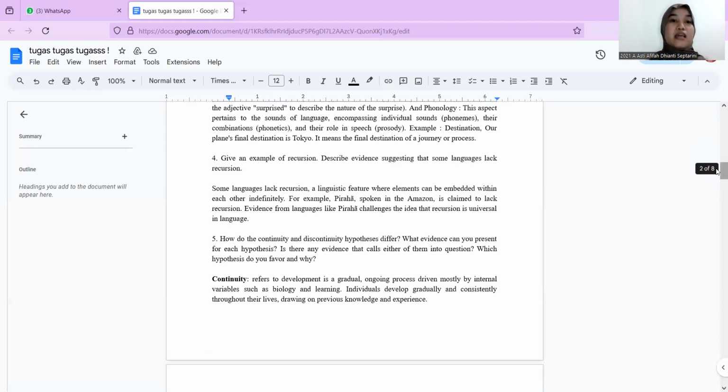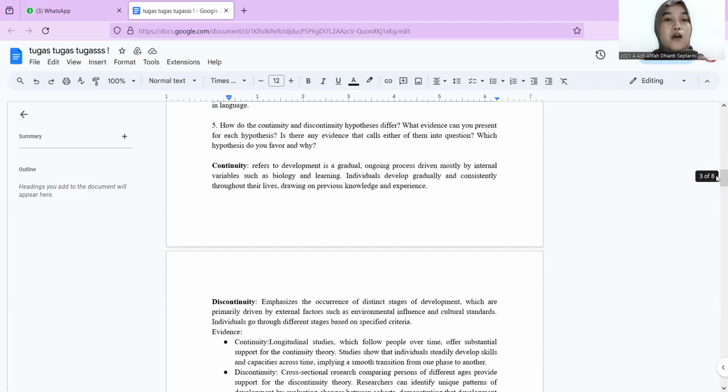Next question is, give an example of recursion. Describe evidence suggesting that some languages lack recursion. Some languages lack recursion, a linguistic feature where elements can be embedded within each other indefinitely. For example, Piraha, spoken in the Amazon, is claimed to lack recursion. Evidence from languages like Piraha challenges the idea that recursion is universal in language.